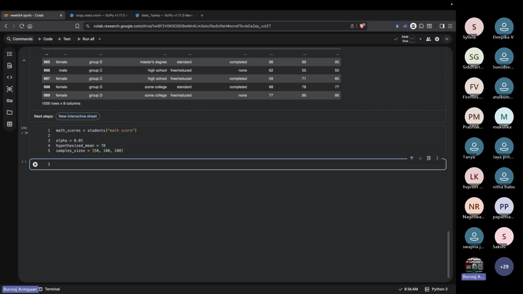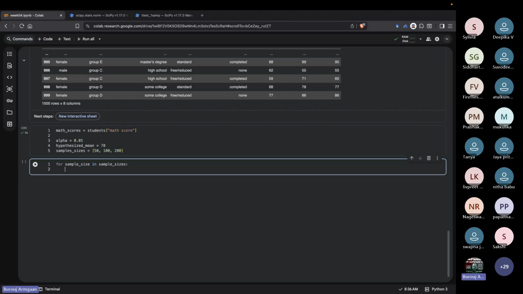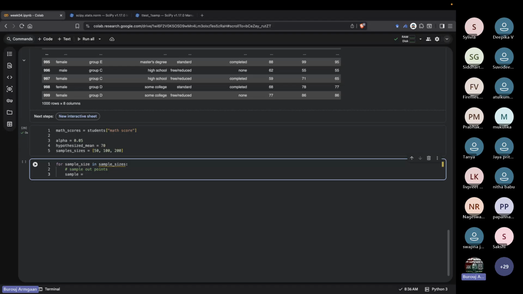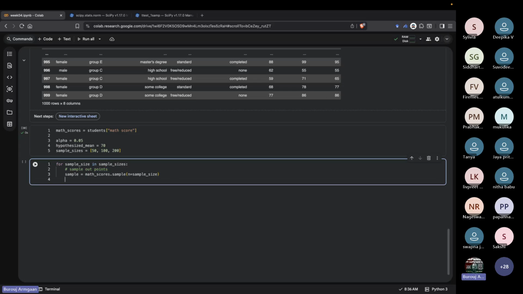So first let us iterate over the sample size. We would like to sample out this number of points. So how do we do that? We can say our sample is max scores dot sample. We take a uniform sample, n is equal to sample size. This becomes our sample. From this sample, we get our sample mean.